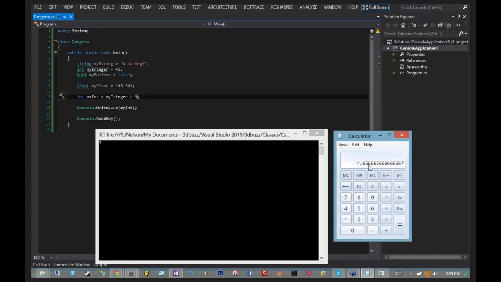So, yeah. Now this has a common term that our beginners are going to hear often. What's that term, Nelson? Truncation. That's right. And you might think, okay, well, integers can't contain decimal points. I understand that. That's just the rule. Integers cannot contain decimal points.